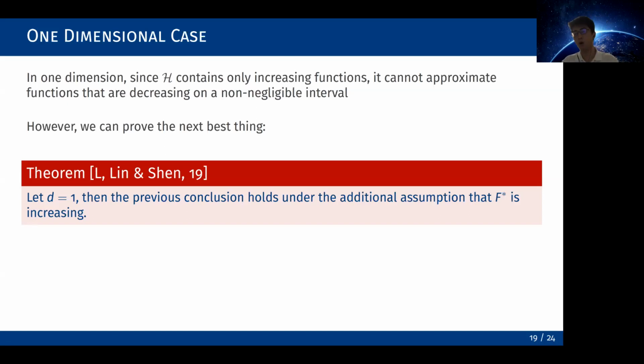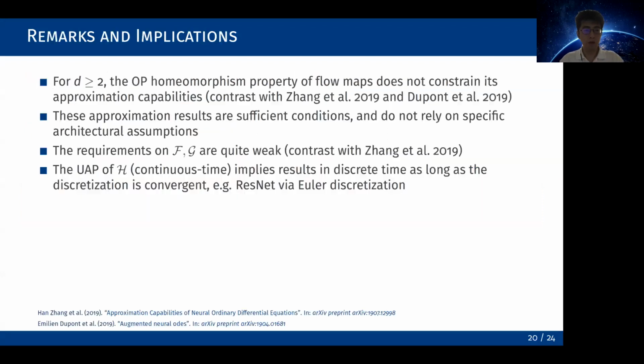In one dimension, all the results that we said before hold under the same conditions, with the additional assumption that our target function is increasing. Okay, so it's the orientation preserving homeomorphism. Well, then we can approximate. Okay. So I'll end off this talk with some discussions of implications.